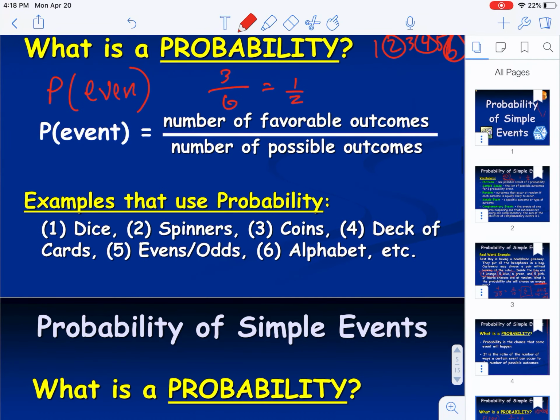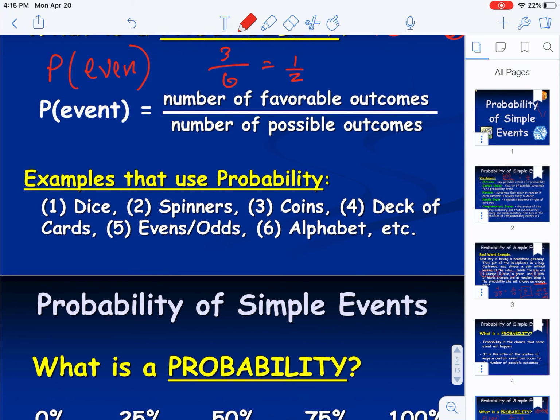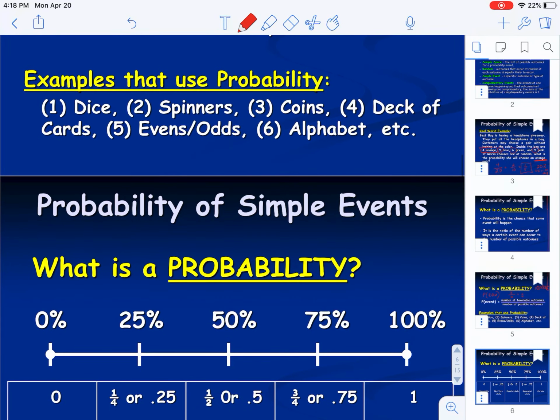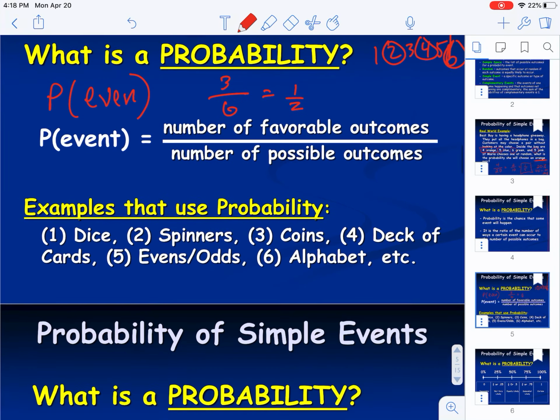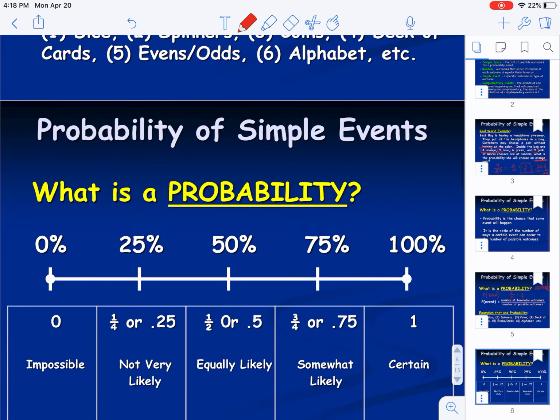And you can do that with whatever. Examples: dice, spinners, coins, deck of cards, even odds, alphabet, whatever. I attached on Google Classroom a picture of what happens when you roll 2 dice and face cards. We're going to use those more, not necessarily today, but going forward. I just wanted you to realize they're there. You don't have to worry about it.